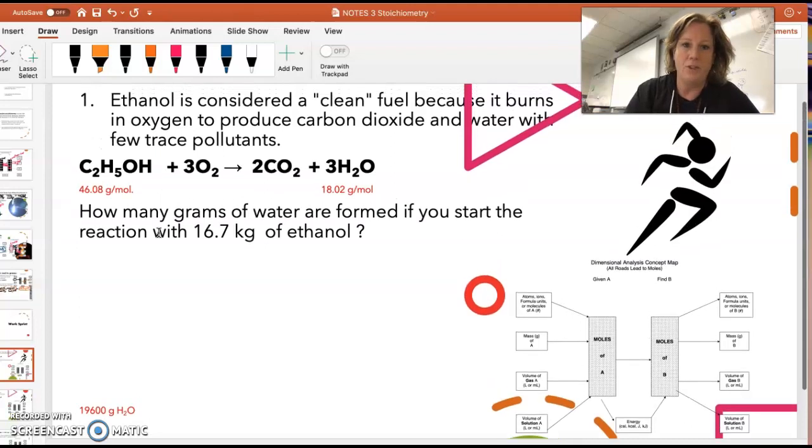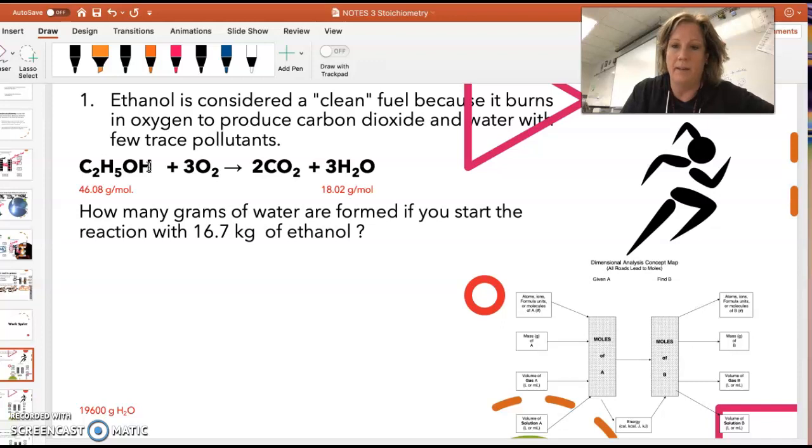Our first reaction is ethanol. We do mix ethanol in with our gasoline and burn it. Supposedly, it's a cleaner burning fuel. And this is the reaction that it undergoes. It is a combustion reaction, which we know always reacts with oxygen. We form carbon dioxide and water.